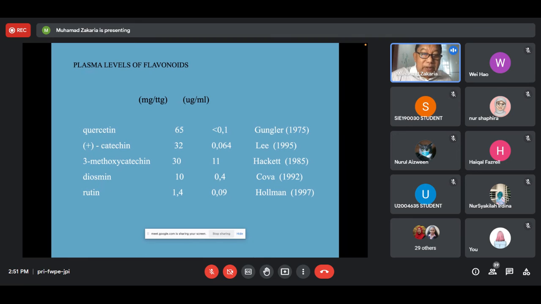Plasma level of flavonoid, if we look here: you take quercetin, catechin, methoxycatechin, diosmin, and rutin. In milligram, 65, 32, 30, 10, and 1.4, where the microgram is less than 0.1. So small quantity, but very important for the maintenance of the oxidation state of the plasma.